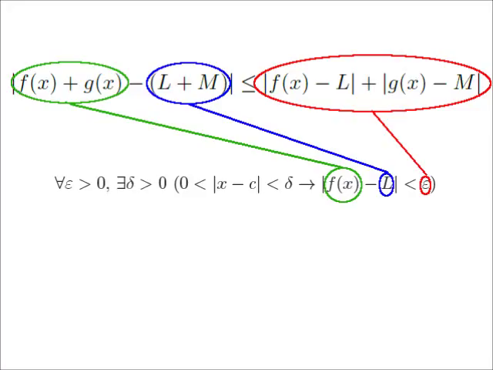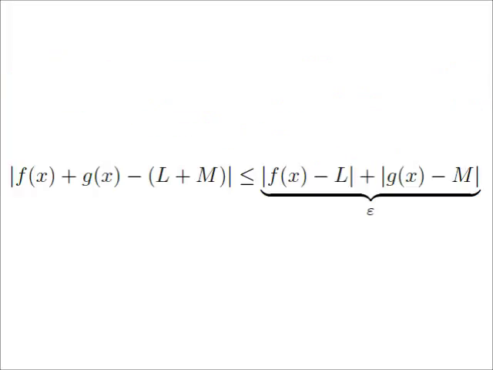Our job is to show that for any epsilon, represented by the expression in the top red ellipse, there exists a delta such that whenever x is within that delta from c, except maybe right at it, the inequality is true. Let's take an arbitrary positive value of epsilon. We want f of x plus g of x to be within epsilon of L plus M.